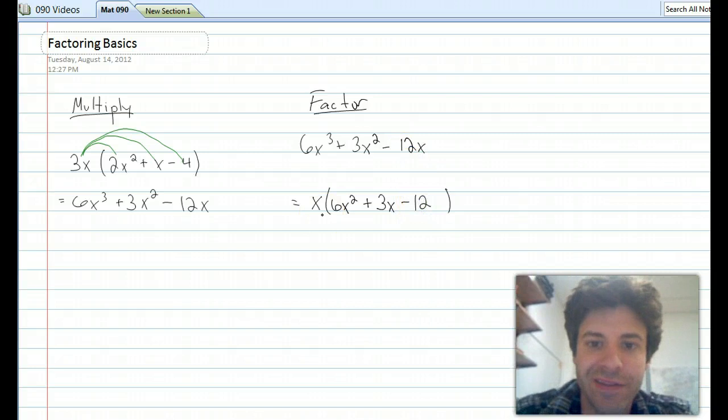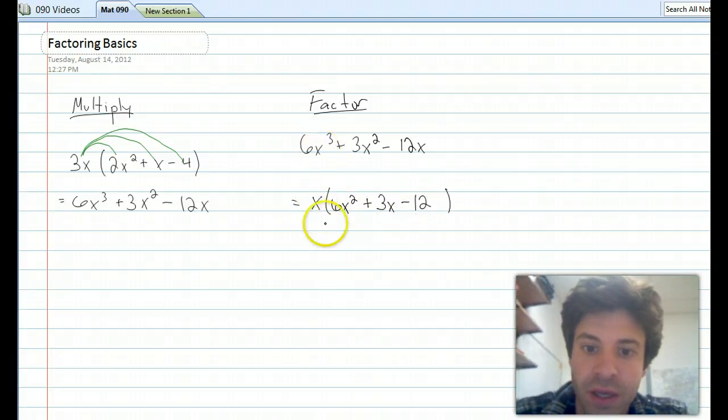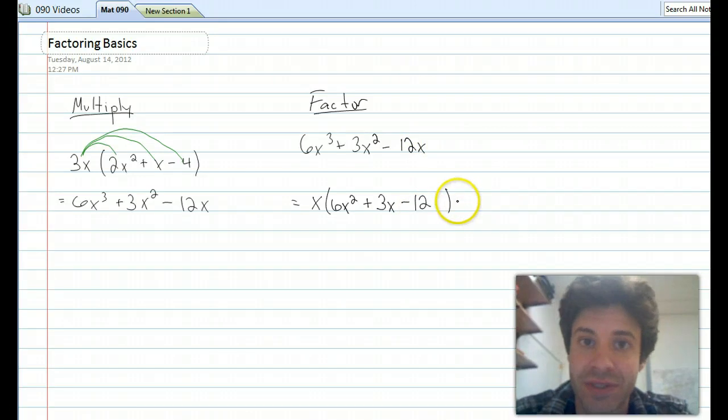Now you can verify that this factorization is true by imagining what would happen if we multiplied this x back through the parentheses. Now if we multiplied this x back through the parentheses, we'd get 6x cubed, that's the first term. We get 3x squared, that's the second term. And we get a minus 12x, that's the third term. So this first line here and this factored second line here are actually the same exact thing.